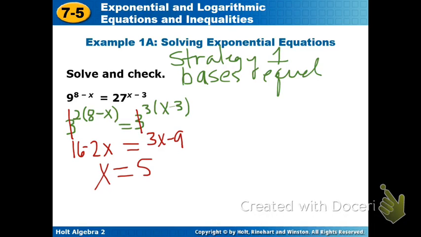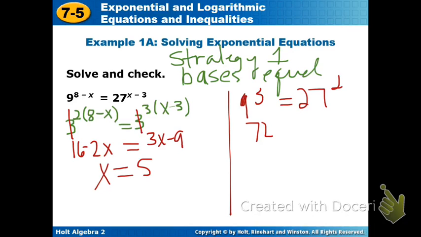5. So if we went over here and did a quick check, we would have 9 to the 8 minus 5, and 8 minus 5 would be 3, equals 27 to the 5 minus 3, or that would be 27 squared. So does 9 cubed equal 27 squared? Yeah, because they're just those multiples of 3. What is it, 729? I think, yes. Okay, so just a quick check. Any questions on that one?